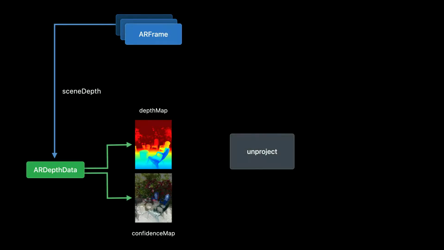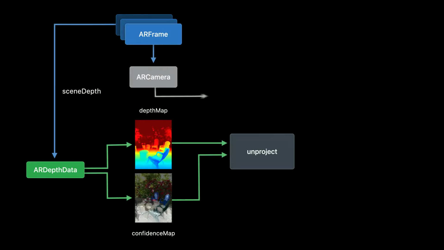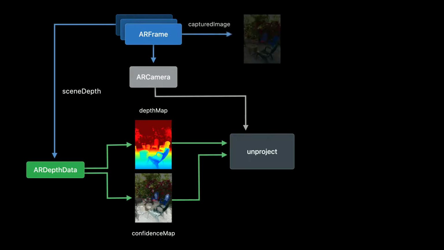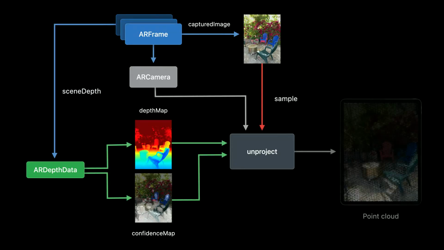As the name suggests, it unprojects the depth data from the depth map to the 3D space using parameters on the AR camera, such as the camera's transform, its intrinsics, and the projection matrix. The shader also uses the captured image to sample color for each depth pixel. What we get as an output of this is the 3D point cloud, which is then rendered using Metal.